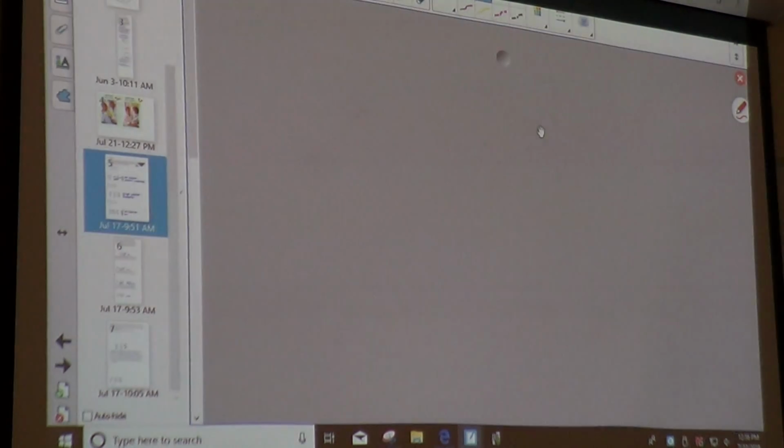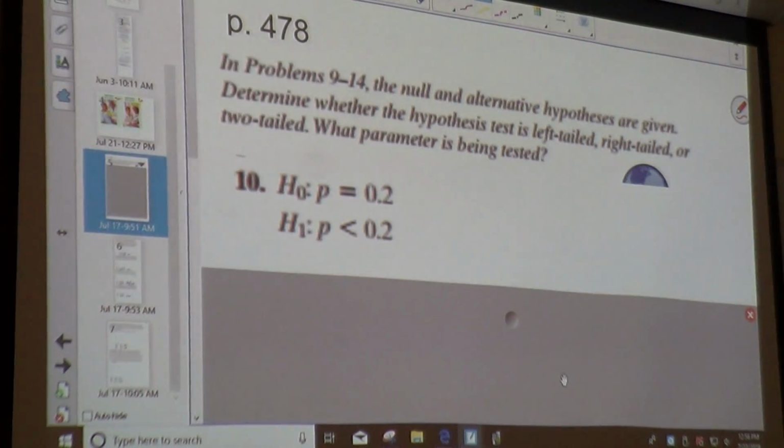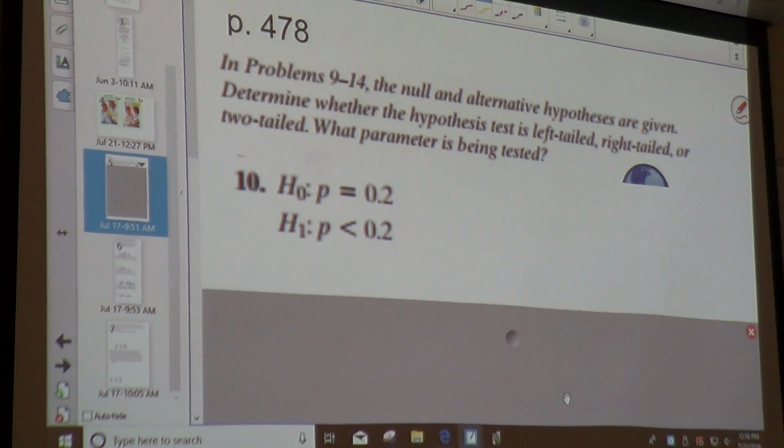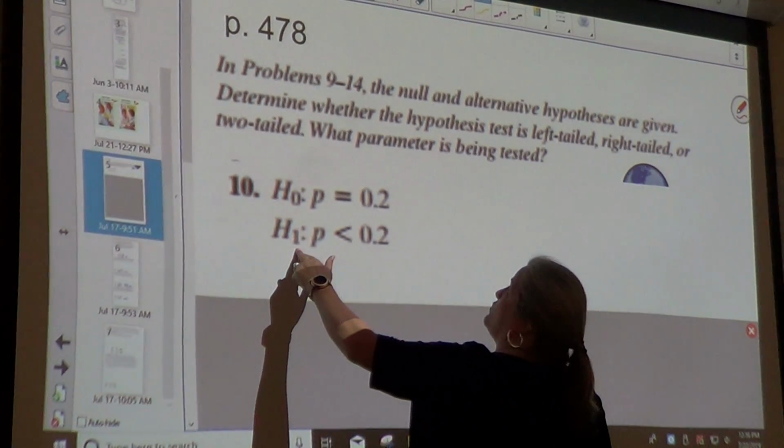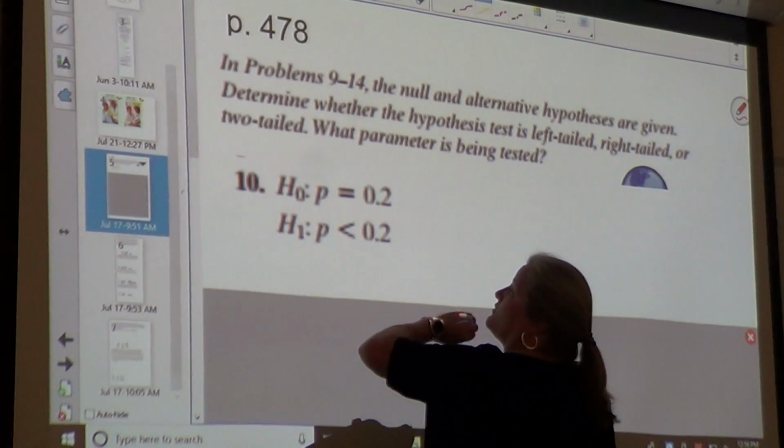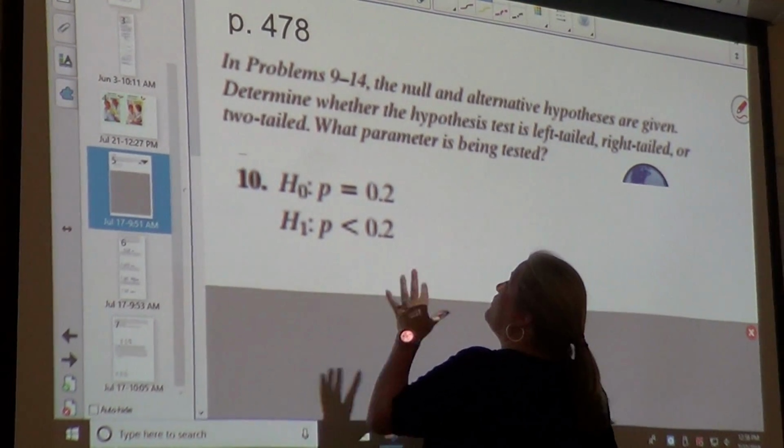All right, now. The null and the alternative hypothesis are given to us. They gave us the H naught and they gave us the H1. We need to tell whether it's a left tail, right tail, or two tail.